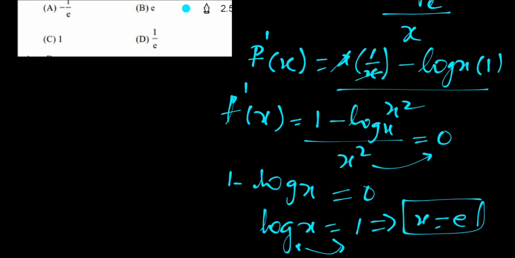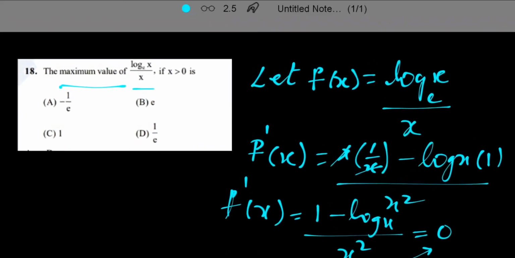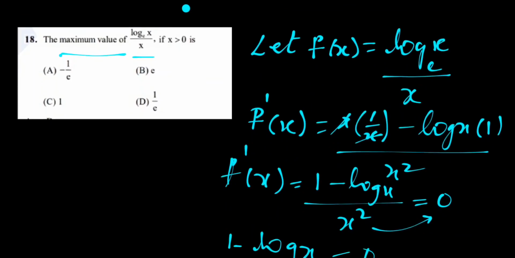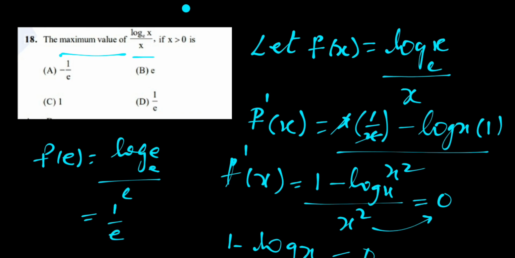Actually, we have to find the double derivative also. This is CET, so no need to find all those things, just substitute the x value. E value we have to substitute. So f of e is equal to log e base e divided by e. Log e base e is 1, so it is 1 by e. So maximum value is 1 by e. Option D is the correct answer.